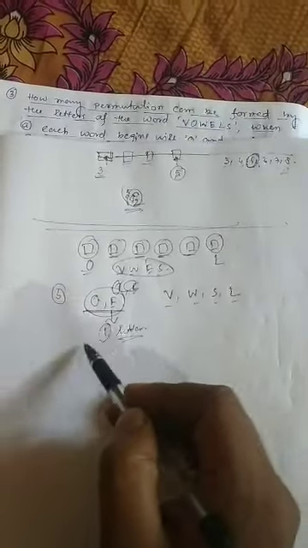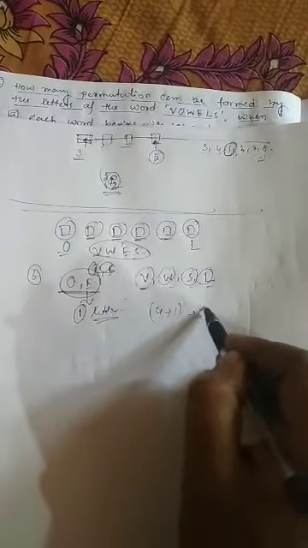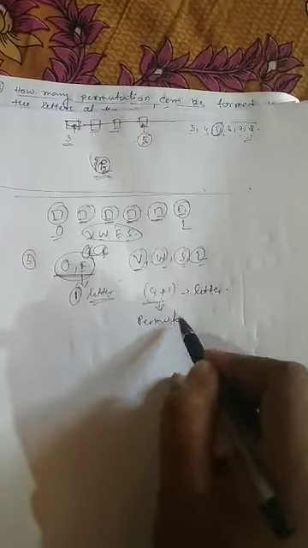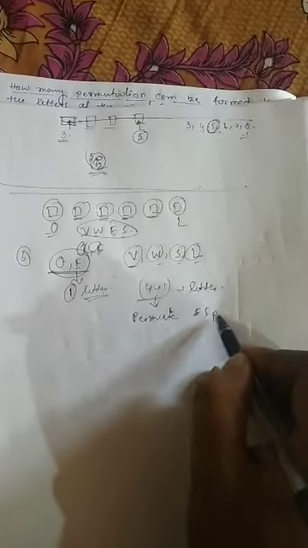Okay, so O and E, taking O and E as one letter, one group of vowels. So remaining, one letter and 4 consonants: V, W, S and L. So there are a total of 4 plus 1 letters available. So 4 plus 1, which is 5 letters, can be permuted in 5P5, which equals 5 factorial ways.